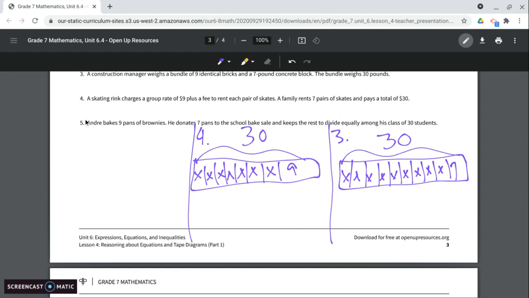And last but not least, number 5, Andre bakes 9 pans of brownies. He donates 7 pans to the school bake sale and keeps the rest to divide equally among his class of 30 students. So the total here is 9. Now, rather than writing out 30 x's, I'm going to write out 30x in a box. It makes things a lot easier. And then the 1 box is 7. So that shows that he gave 7 of the pans away of the 9, and then he divided the rest by 30.